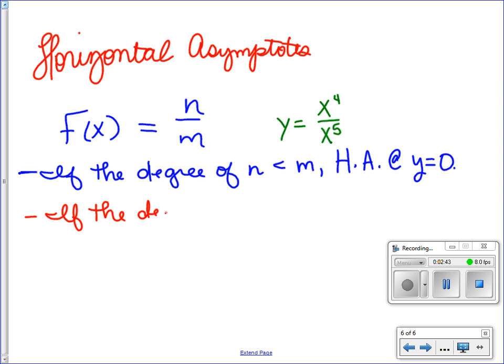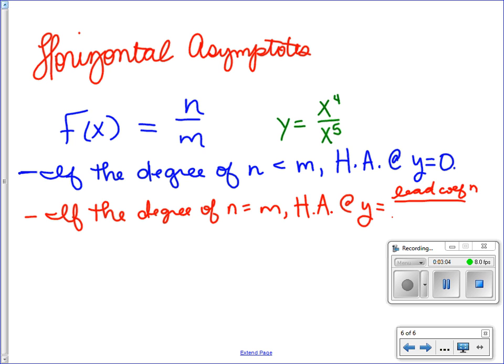If the degree of n equals the degree of m, you have a horizontal asymptote at y equals the lead coefficient of n over the lead coefficient of m. I'll let you get that written down. I'll show you. That was a little bit harder to get.